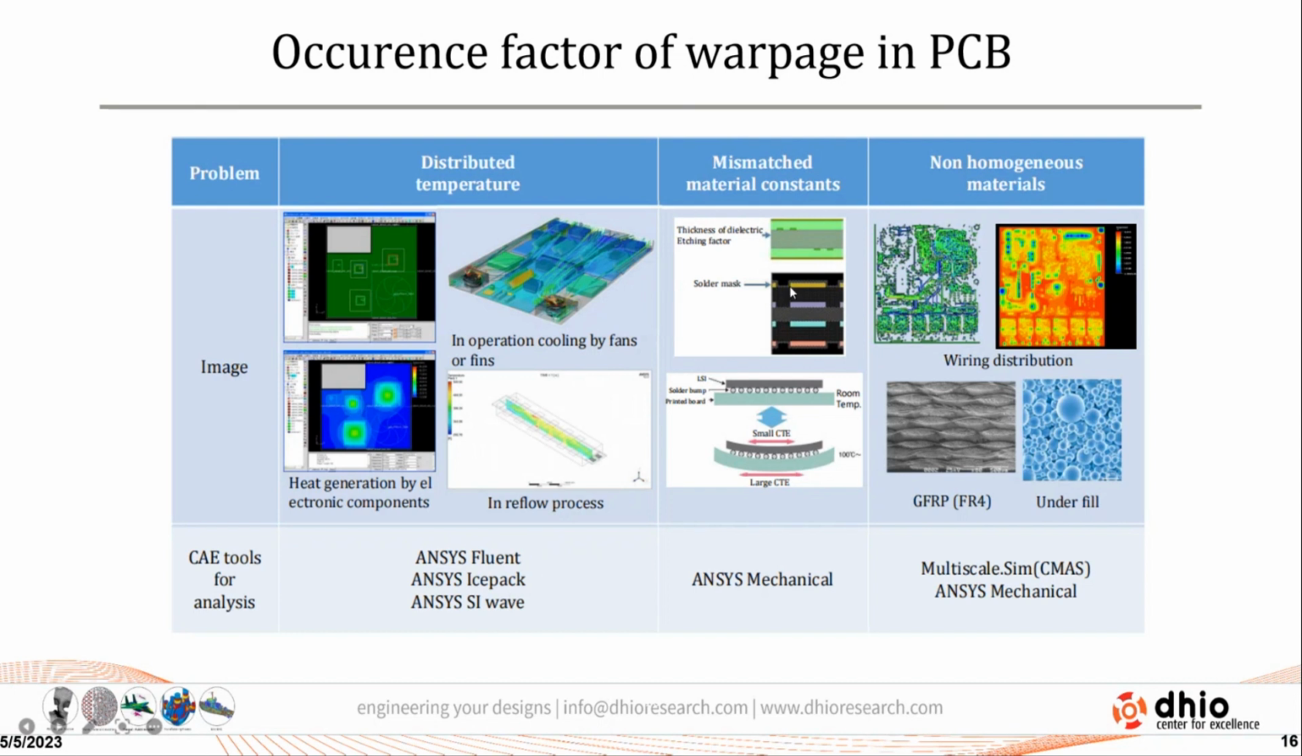And other than that, the mismatched material constants can also be analyzed using the ANSYS Mechanical environment, and some non-homogeneous materials, like in wiring distributions, where you can see some kind of fiber reinforced plastics and some filler dispersed plastics. So the composite materials will be seen in this PCB board. So you can use multiscale SIM for this kind of analysis also.